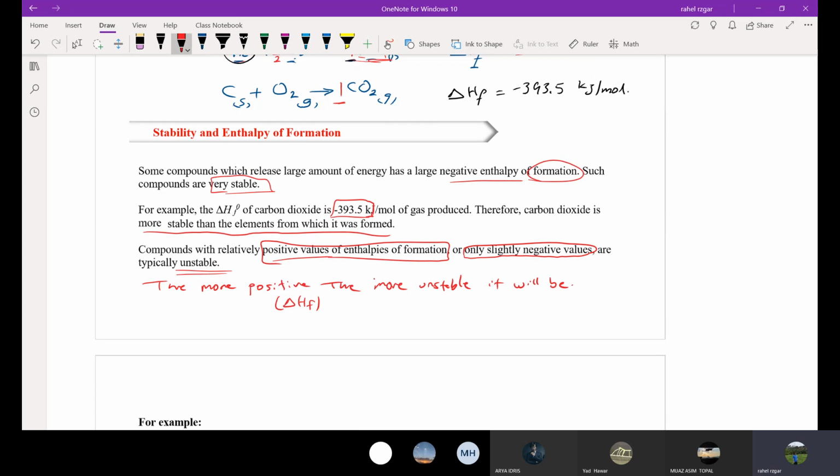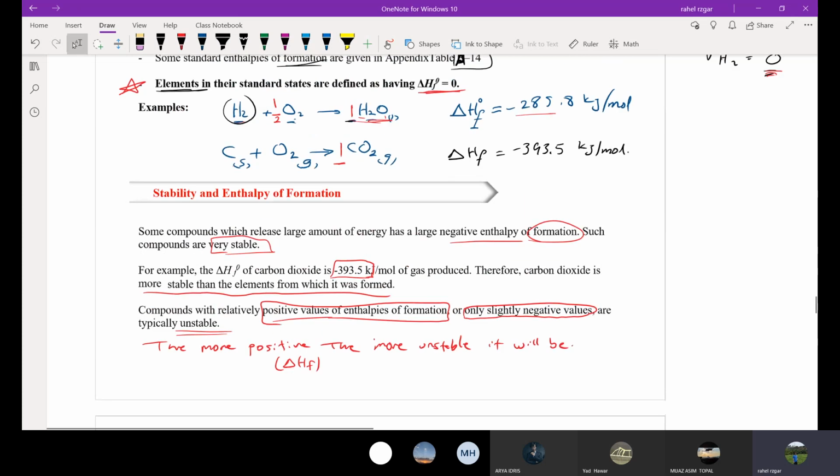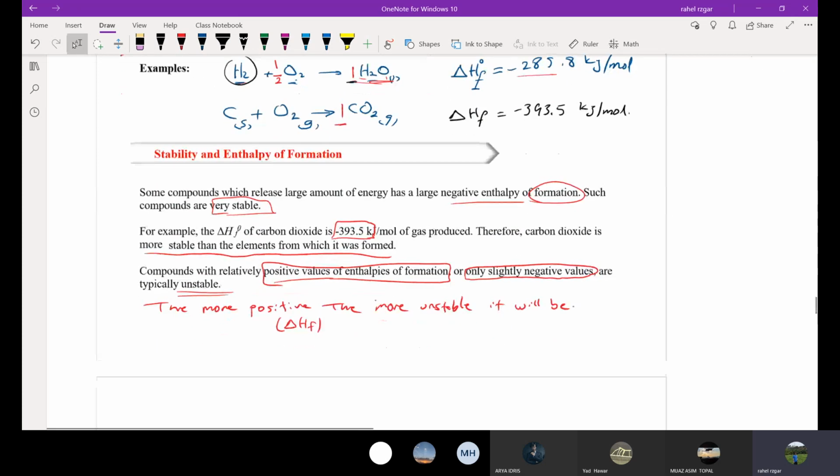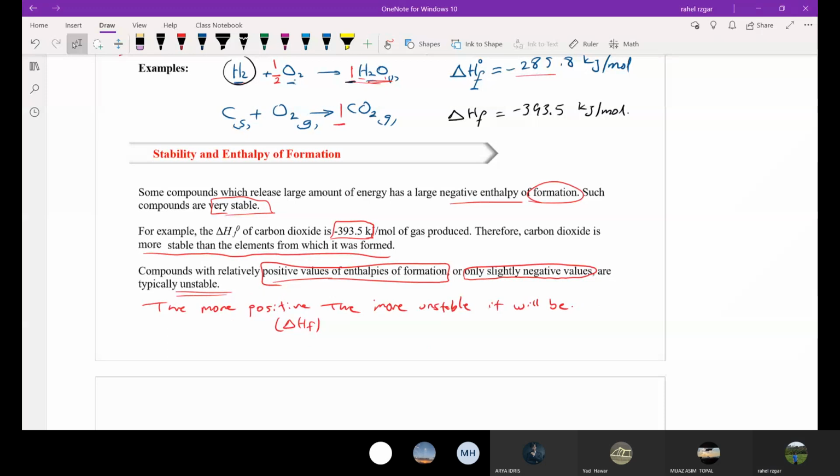What do you mean by stable and unstable? Stable means it will not react back to become the elements again. It will not become carbon and oxygen again. Or H2O cannot become hydrogen and oxygen again easily. So it will remain as H2O. It is stable. It will not react easily. It will not decompose easily.